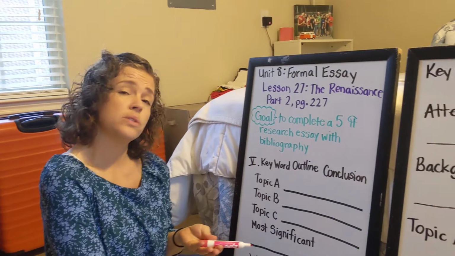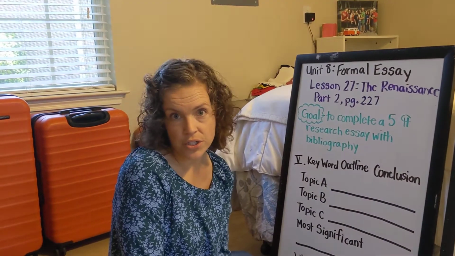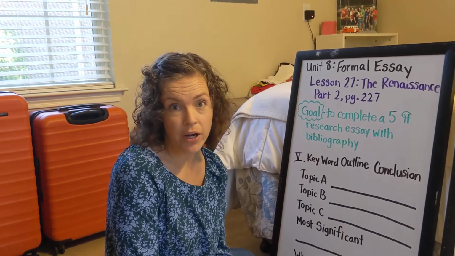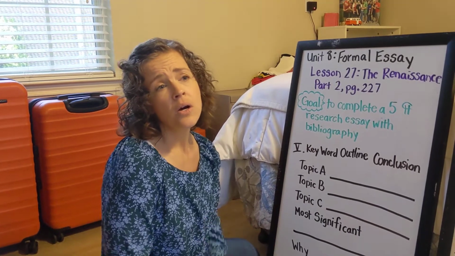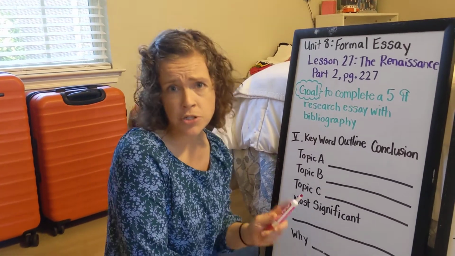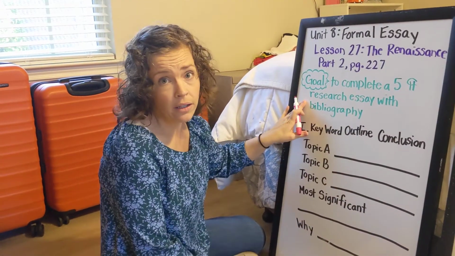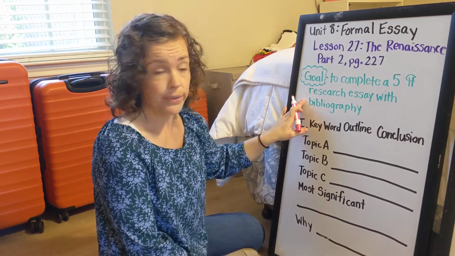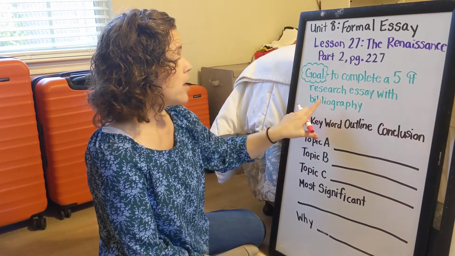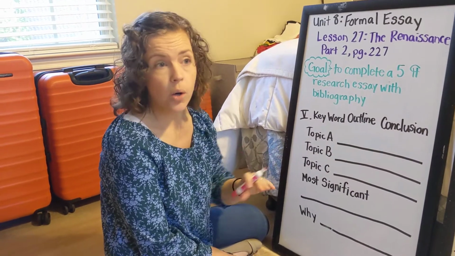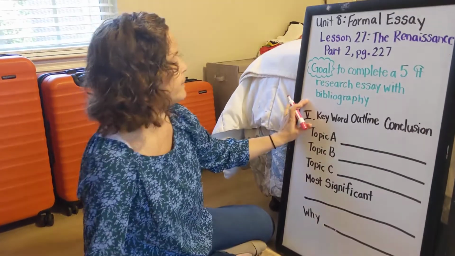Now, unless you chose Leonardo da Vinci for your Faces of History, you are not going to do that. You're going to instead be writing your paragraphs for your person, whether it's Robin Hood or Shakespeare or one of the Impressionist painters, one of the composers, whoever it is that you chose, okay? So either way, the good news is you're going to be achieving our goal, because our goal is to complete a 5-paragraph research essay with bibliography, okay? So Faces of History is going to achieve everything that lesson 27 wants us to, okay?